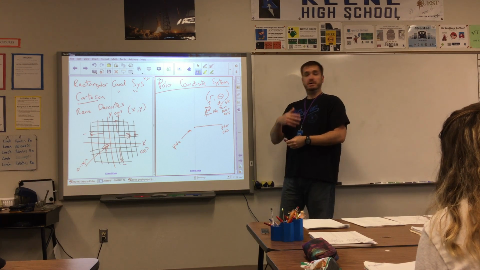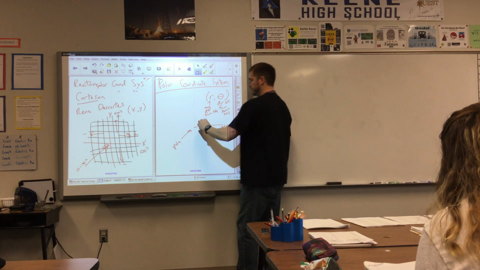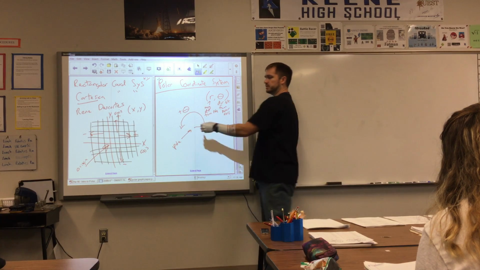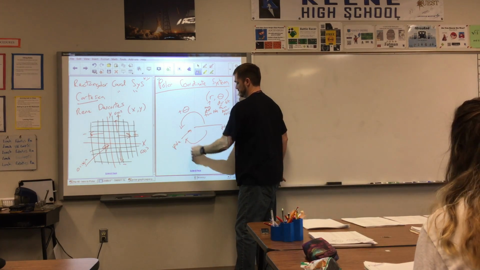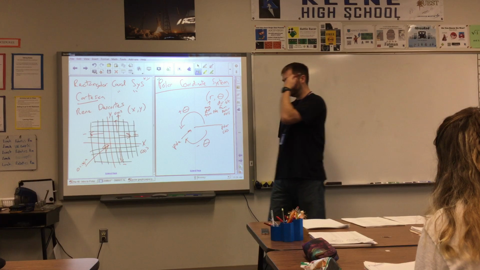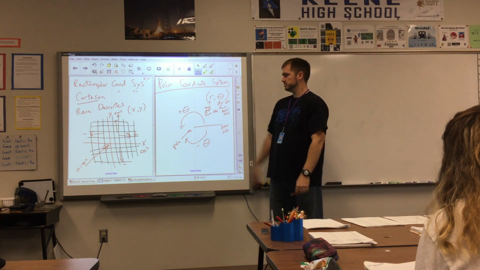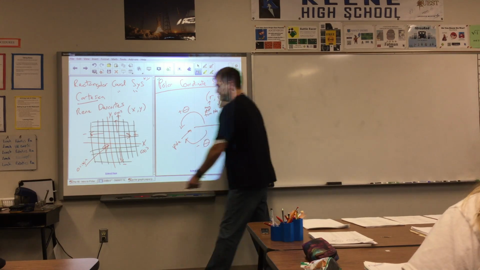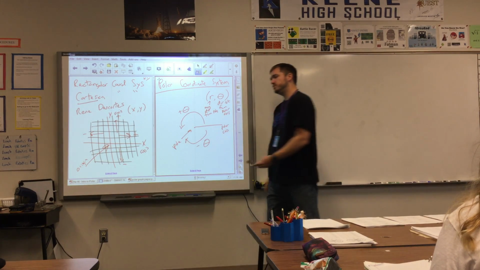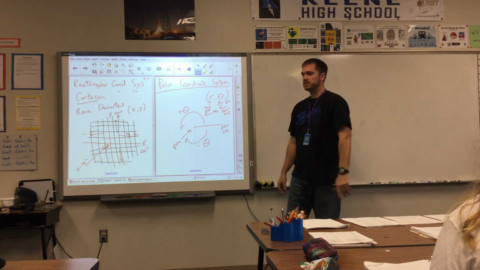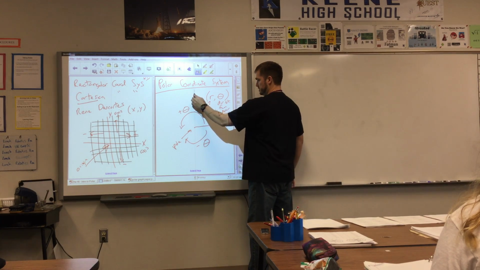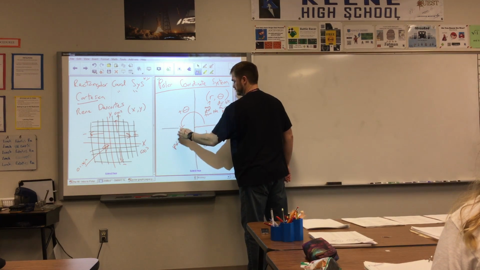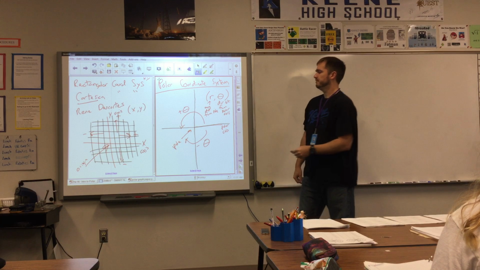If theta is positive, it's just what we've been dealing with all year long. A positive theta would mean rotation counterclockwise. A negative theta would be rotation clockwise. Allow me to superimpose an XY grid on top of this. Okay.